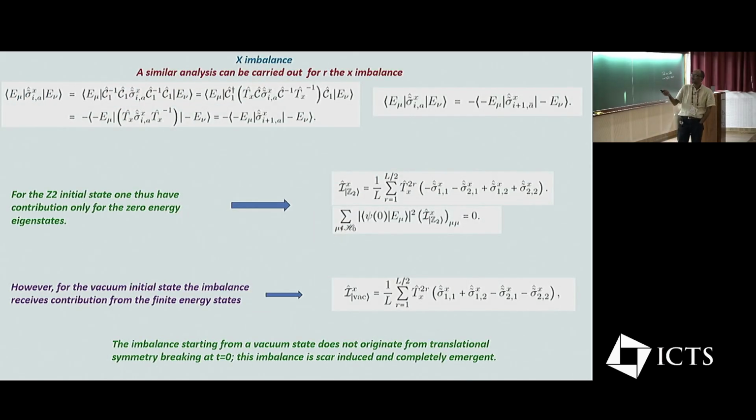A similar thing can be proved for X imbalance. I'm not going to get into the detail, I'm running out of time. However, for the vacuum state, this imbalance has contribution both from zero and finite energy states. Okay, and this imbalance is really emergent in some sense, because neither the initial state nor anything else breaks this spatial pattern per se. So it doesn't originate from a translational symmetry breaking state at t equal to 0. Okay, so that's the point.